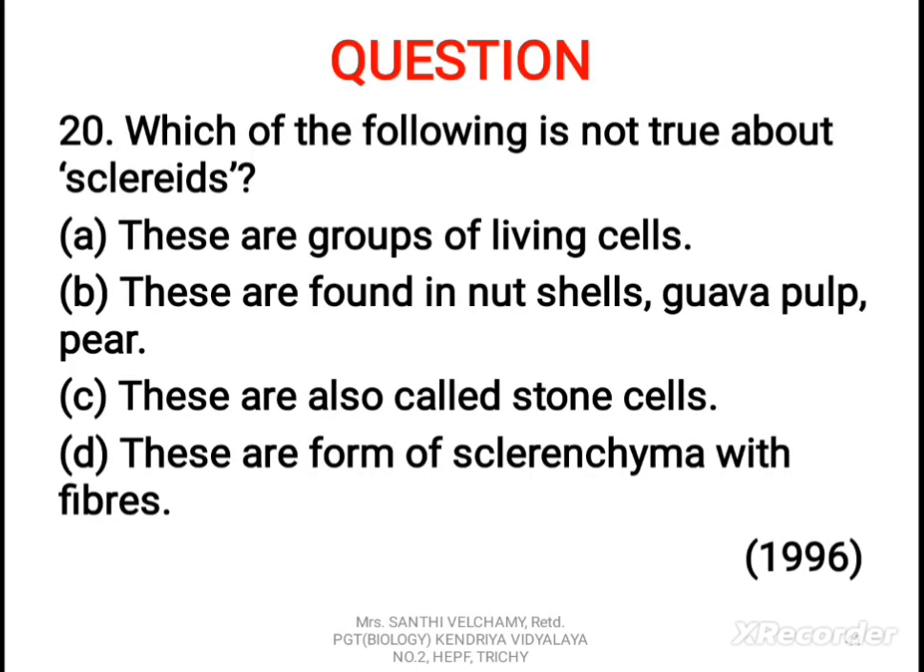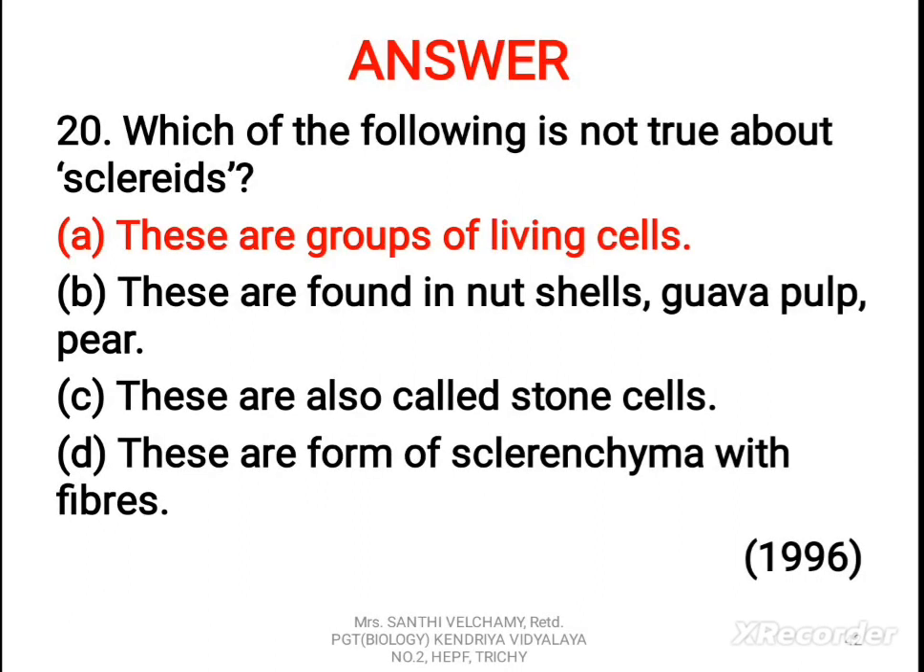Let us go to the 20th question. So which of the following is not true about sclereids? A. These are groups of living cells. B. These are found in nutshells, guava pulp, pear. C. These are called stone cells. D. These are a form of sclerenchyma with fibers. So here the sclereids are dead cells and they do not perform any metabolic functions. So they show different types of lignin depositions and also have pits. So children, A is the correct answer. Now let us go to the next question.